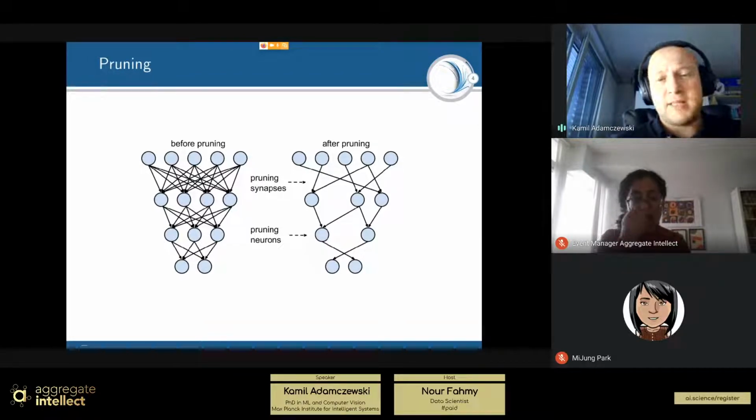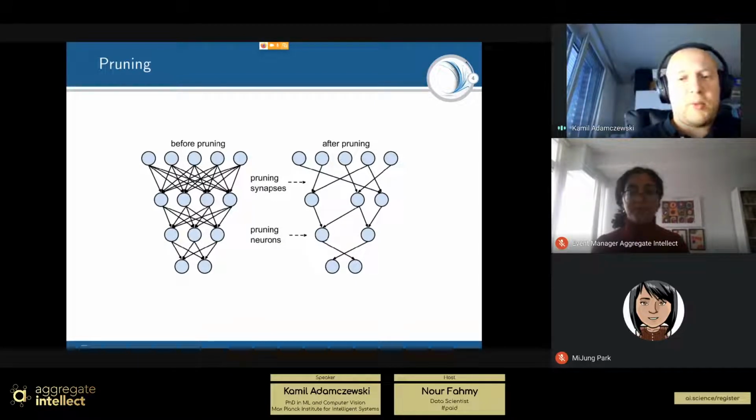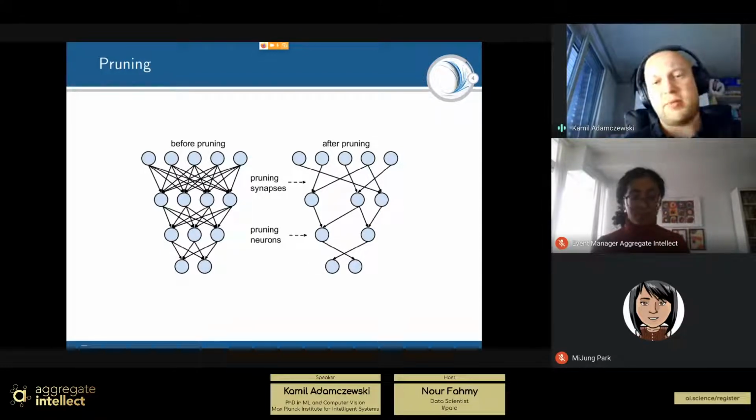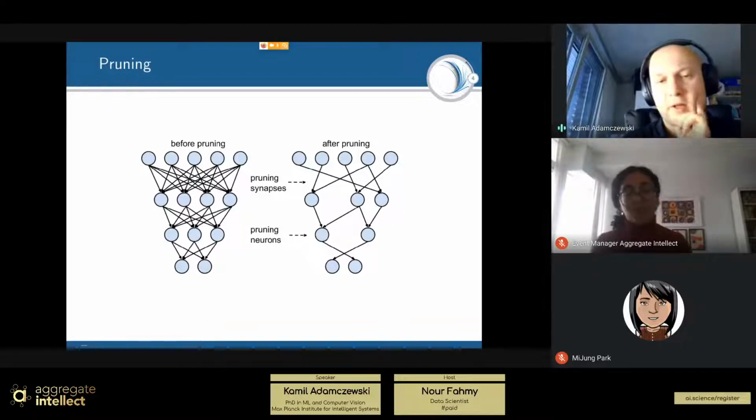So pruning is basically removing connections from the neural network. We can remove neurons, which are those circles, nodes on the picture, or we can remove synapses, which are the connection weights. In this work, we are focusing on the case where we are removing entire neurons. And please notice that if we remove a neuron, we will immediately remove the incoming and outgoing connections, making the network slimmer and smaller. Here on the picture, it's an example of a fully connected feed-forward network.